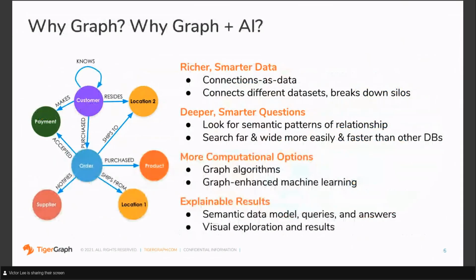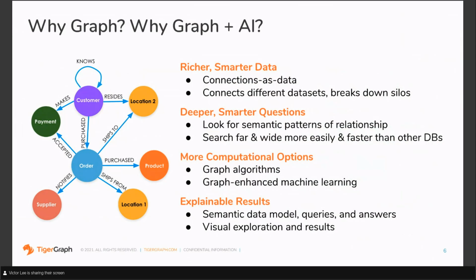So that's laying some groundwork for what is a graph database and what's an analytical graph database. Now, why would you want to do this? What does this have to do with AI, and why would you want to combine them?